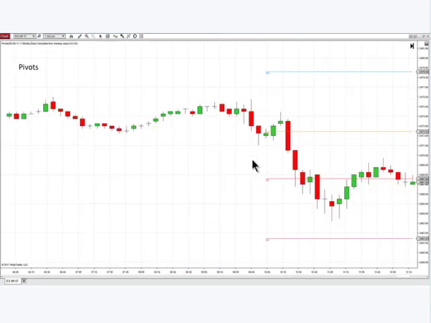Pivots, okay? Everybody loves pivots, right? So this is S1. That's R1. This is the actual pivot. This is S1, S2. Again, where you put it is arbitrary. It's coming up. Is this thing going to reverse when it gets to that, or is it going to bounce and go up? What are you going to do?